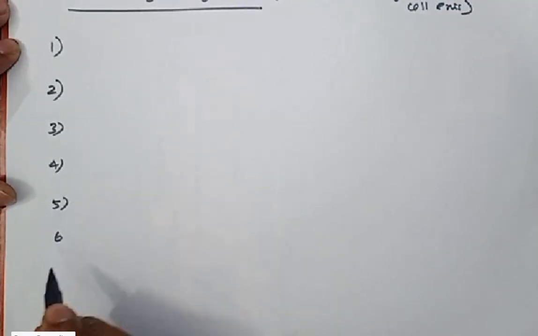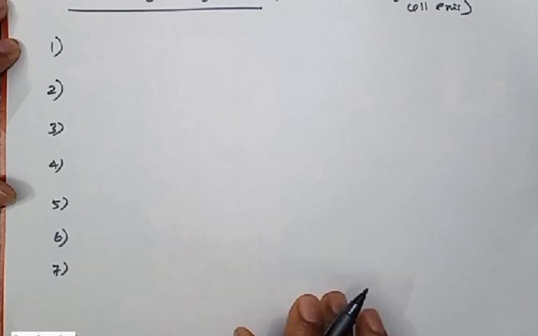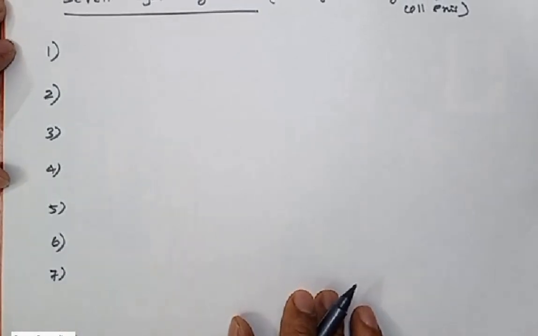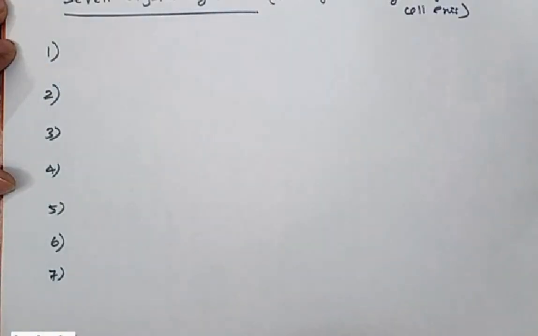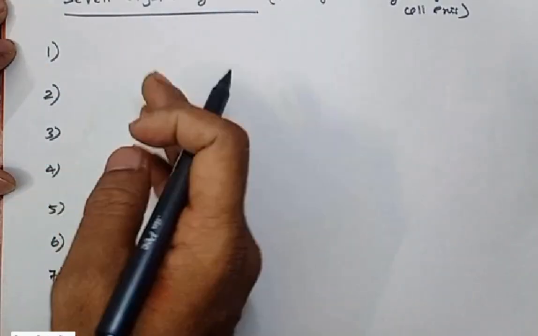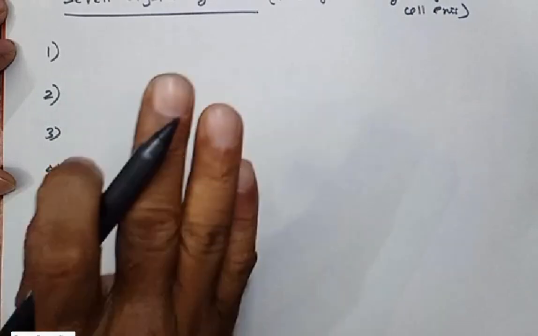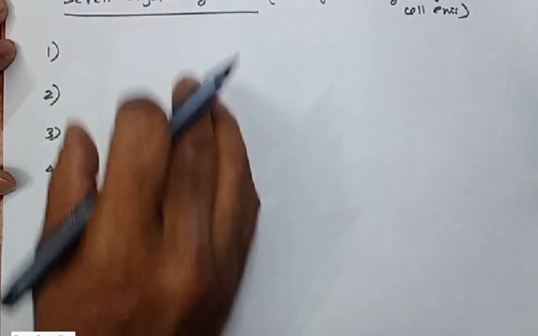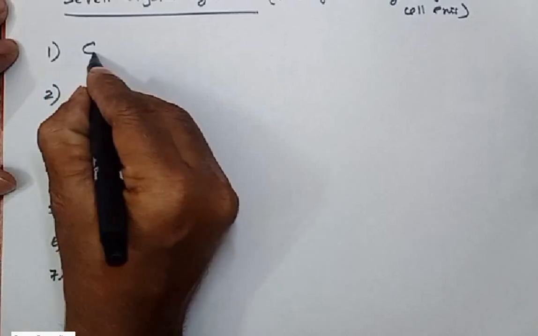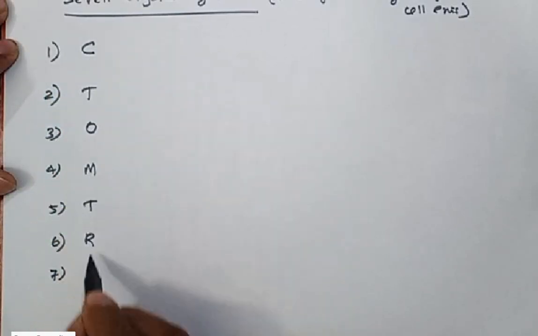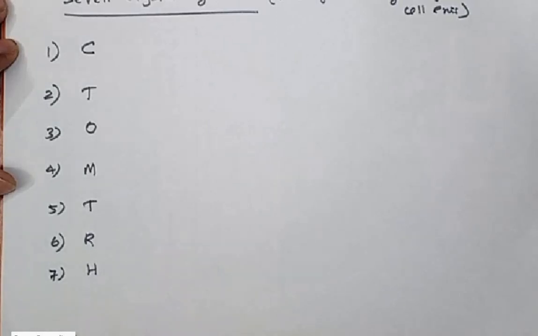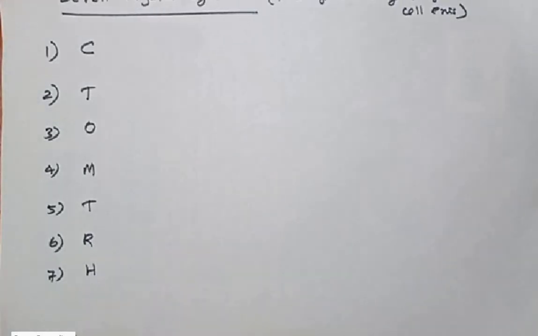Okay. I'll just suggest you, just remember in this order. In different books, the order is given in a different manner, but I'll suggest all of you, please remember in this order. The order is this: C, T, O, M, T, R, H.